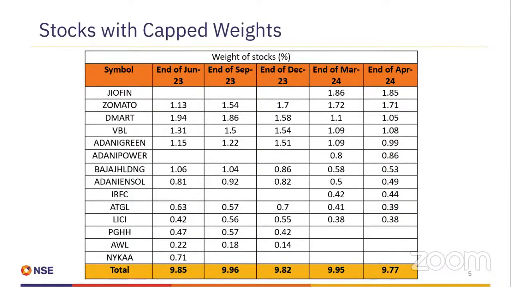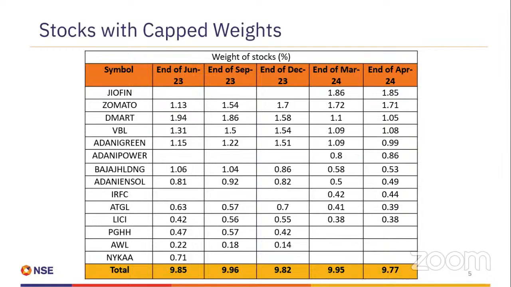Here, as I was mentioning, the weights will keep on changing marginally because of the prices. At the end of the quarter, if it has gone beyond 10%, the capping will be redone, rebalanced. If you see on the screen, these are some of the stocks which are not available in FNO, and at the end of every quarter, the total weight of these stocks is below 10%. At the end of March 2024, these stocks account for 9.95%.